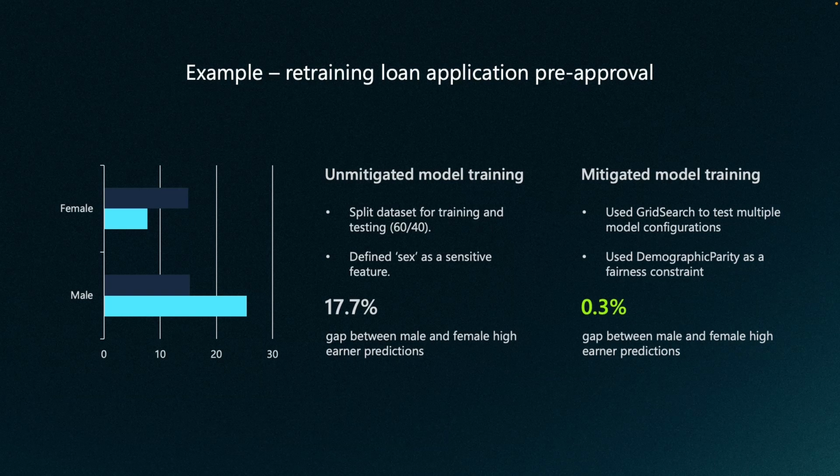We used grid search to train numerous new versions of that model, and we used a constraint called demographic parity, which applied a penalty every time the model had this bias. We were then able to reduce that bias from nearly 18 percentage points down to 0.3. Now, it's not perfect, but it's very, very close, and it's a massive improvement. One of the things we may have noticed is that the accuracy may have dropped a little, because we're now balancing fairness and accuracy.